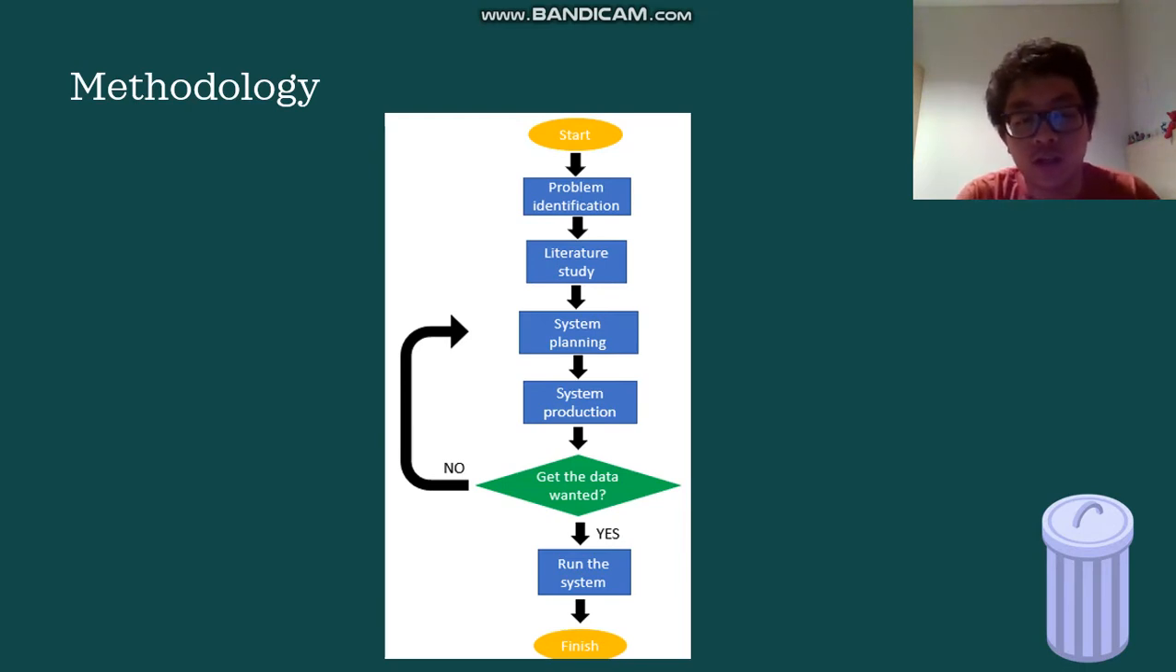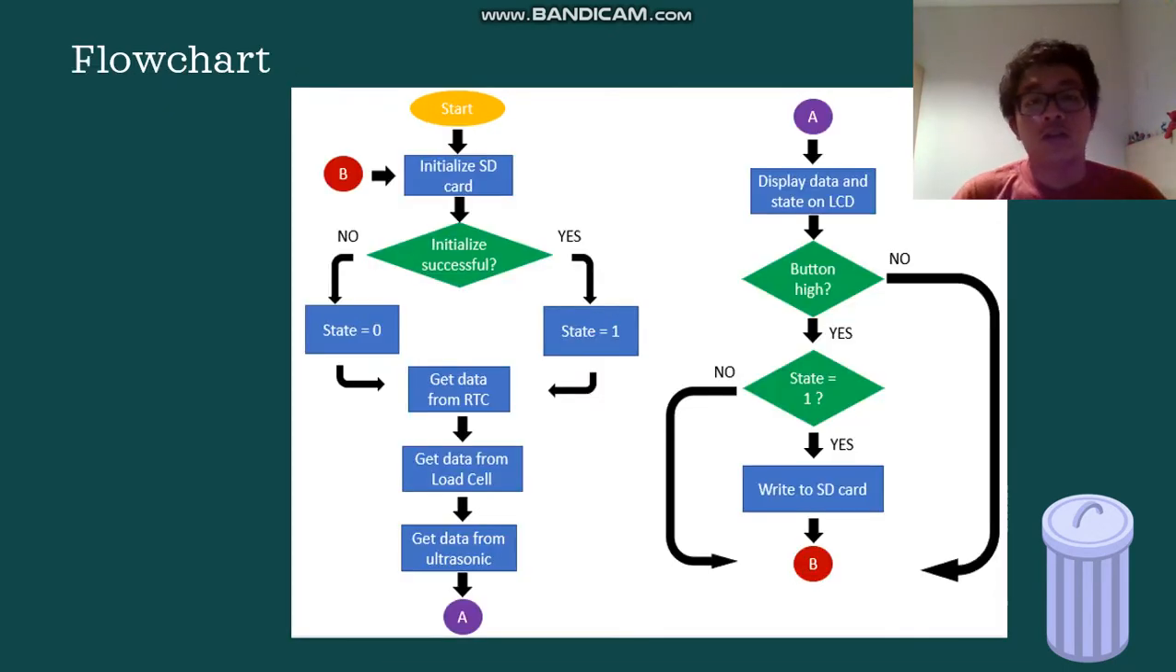Then we conduct a small test to see whether our device is reliable and whether we got the desired data or not. If no, we go back to the system planning and redo the steps. But if yes, then we do the experiment, run the system, and finish. So this is the resulting flowchart of the system.